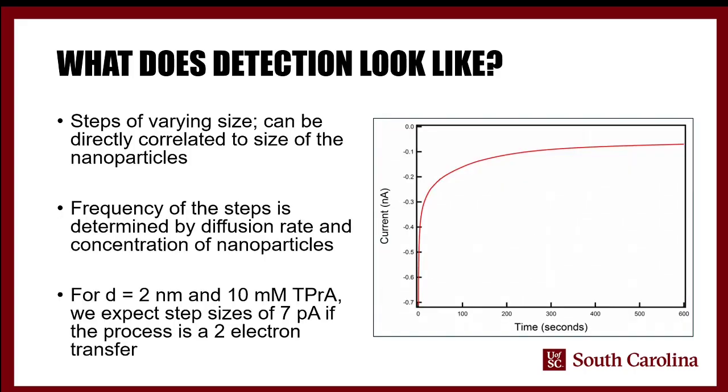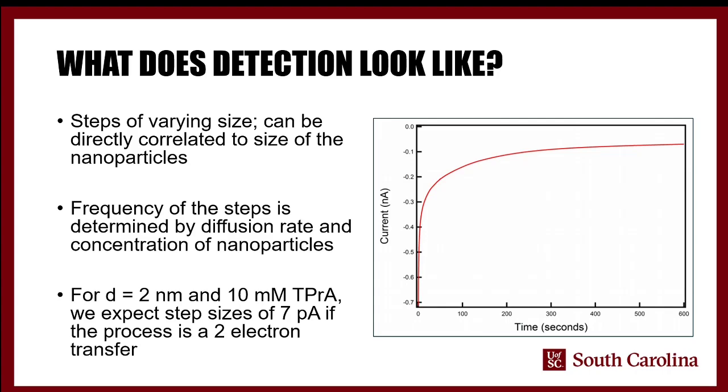So first thing we need to know is, what does a detection of a collision actually look like? The steps will be of varying size because the particles will be of varying size, but those can be correlated. The frequency of the steps, as I showed you with the equation, is determined by both the diffusion rate and the concentration of the nanoparticles. The diffusion rate of the nanoparticles is based on the size. So we can control the size somewhat, but once we know what the sizes are, we need to choose our concentration of nanoparticles very carefully.